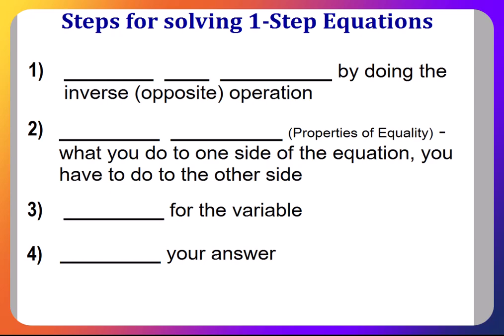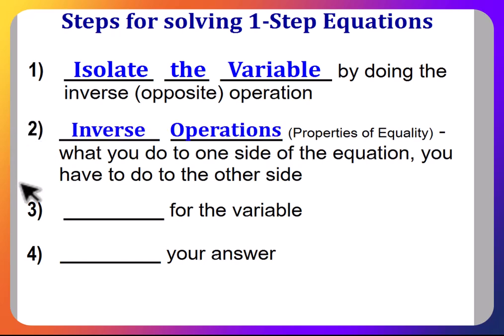Okay, these are the steps for solving a one-step equation. Number one, you want to isolate the variable by doing the inverse or the opposite operation. So we did this with our models. When we were modeling, we wanted to isolate the variable, get it by itself on one side of the equal sign. Step two, you're going to use the inverse operations, properties of equality. What you do to one side of the equation, you have to do to the other side. Step three, solve for the variable. And then you're going to check your answer to make sure that you solved it correctly.